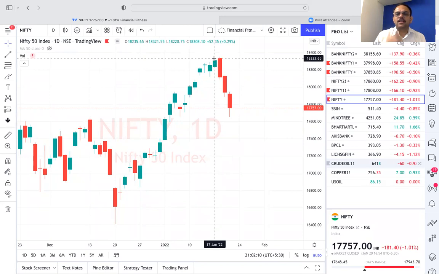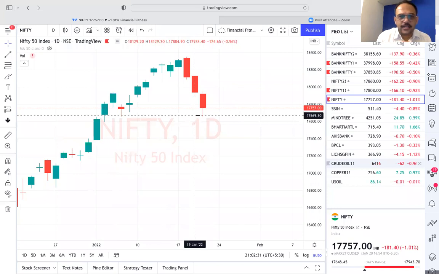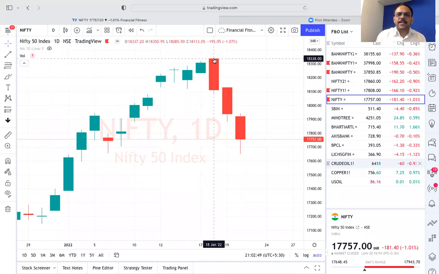What I'm trying to tell you is, even before the fall, the market will tell us that it is going to fall. And we can take action accordingly if we have any position in that. If I zoom in, you can see this is the candle of 17th January. This is a small candle. This small candle was totally covered by the candle of 18th January. This 17th January small candle is completely engulfed by the bigger candle. This is a big red candle.